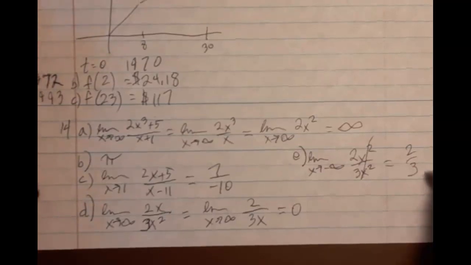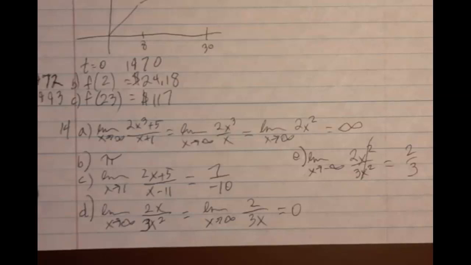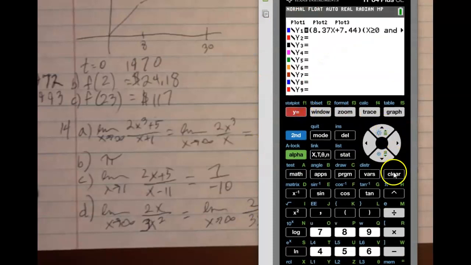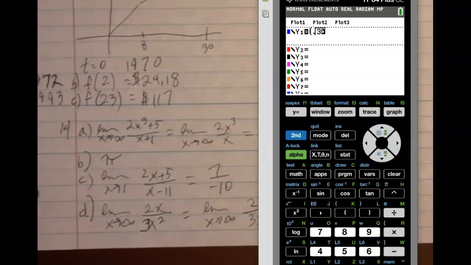For part F, I need to do the conjugate trick, or I could put this in my calculator. And for the purposes of the test, I think we'll do these in the calculator. So for part F, I'll need to go to y equals, clear this out, and I'll put in the square root of 30 minus x. Now it's in a numerator, so I need parentheses for a numerator. Second square root of 30 minus x.